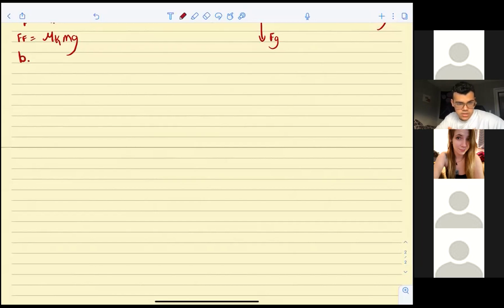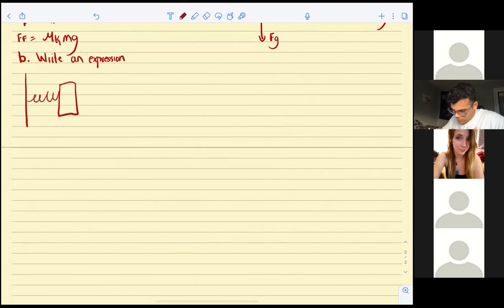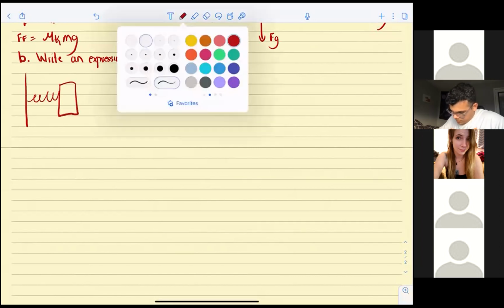I think B just wants you to write an expression for the work done by friction as it goes from the initial position to the right of the equilibrium. So now the block, oh, well, that's not how you do that. The block started here, right? This is the equilibrium point.